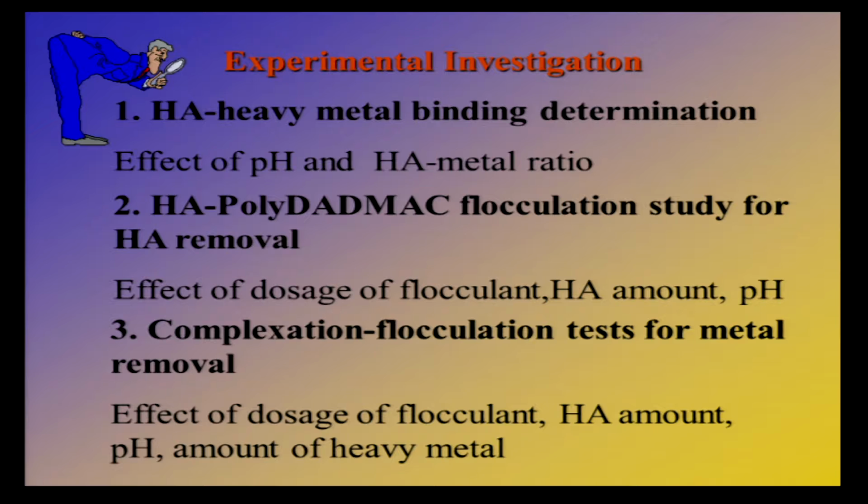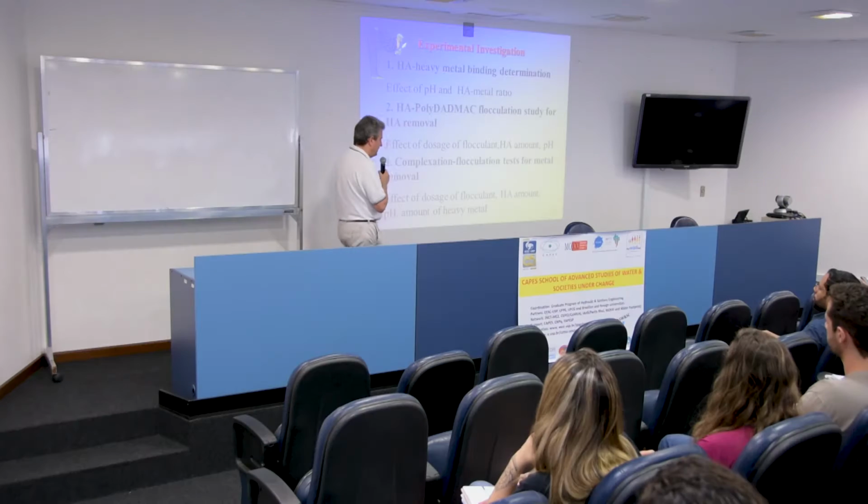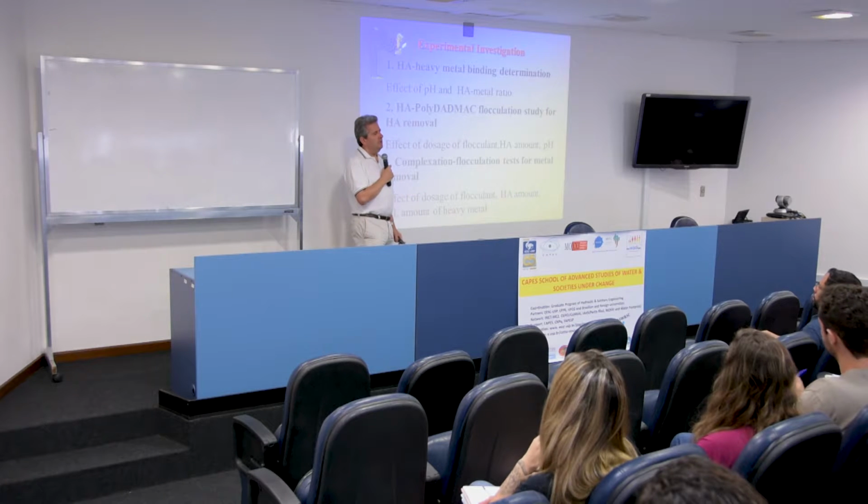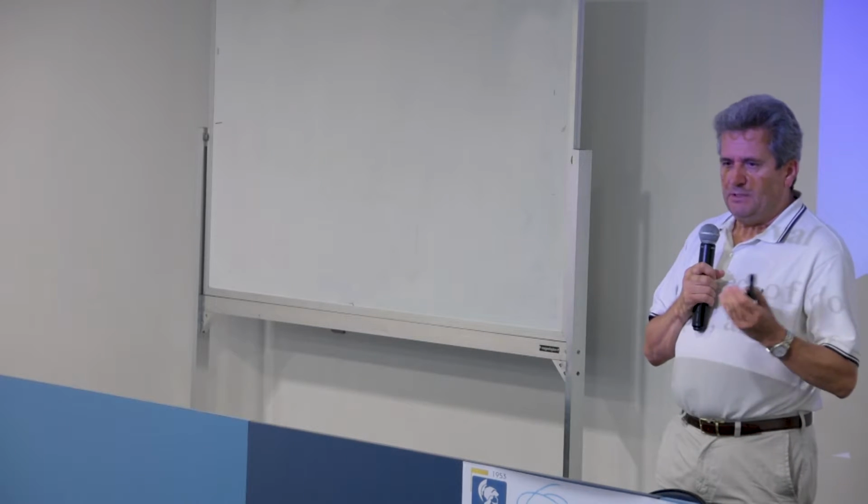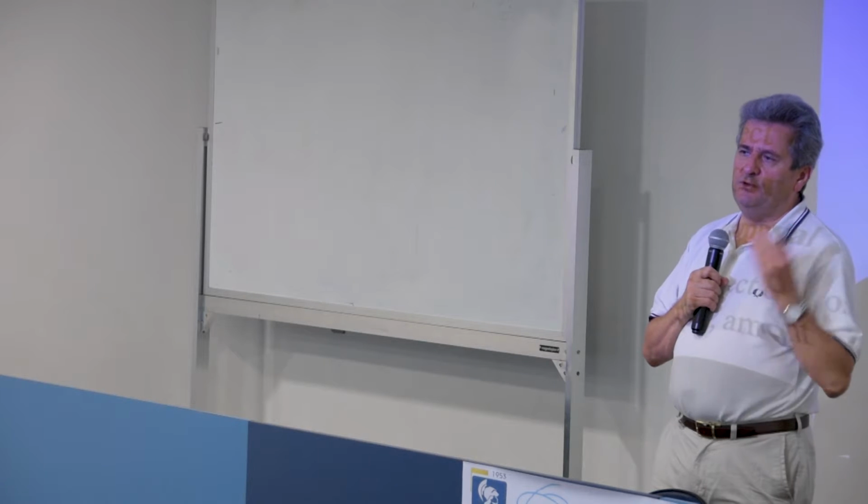Secondly, how well does the humic acid polydadmac system flocculate? So once we put these together, how well do they flocculate to remove the humic acid? So we look at the effect of dosing the polyelectrolyte, the polydadmac, but also the amount of humic acid itself and the effect, again, of pH. Now, pH is a very important factor when we try to flocculate systems, especially systems that flocculate because of charge. Because we know that the pH will have an effect on the charge. It will tend to change the charge on the molecule. So humic acid has different charges depending on what pH it is.